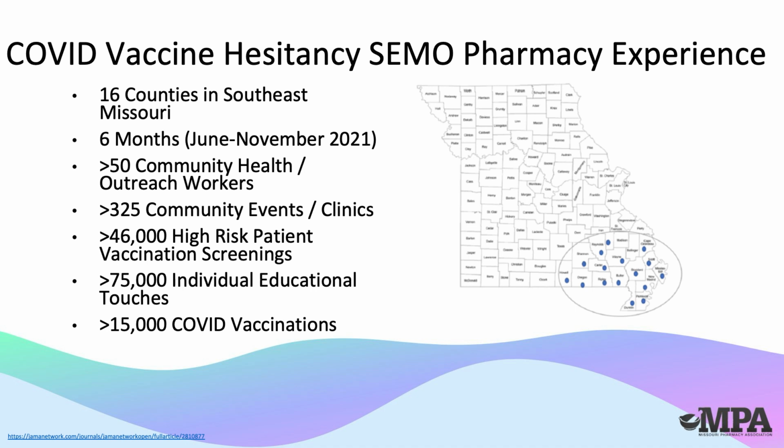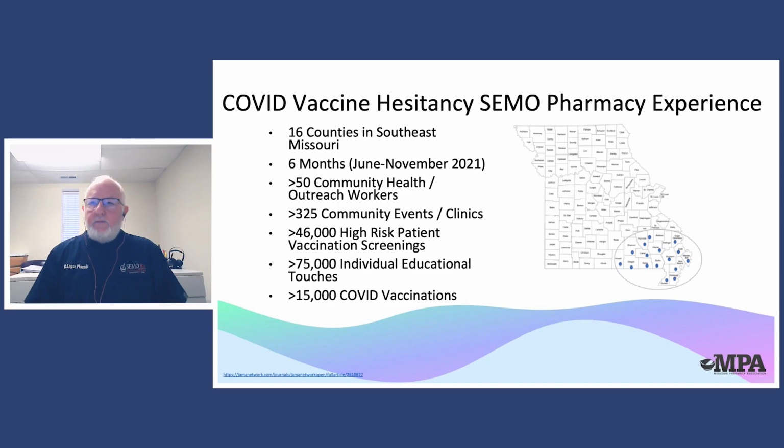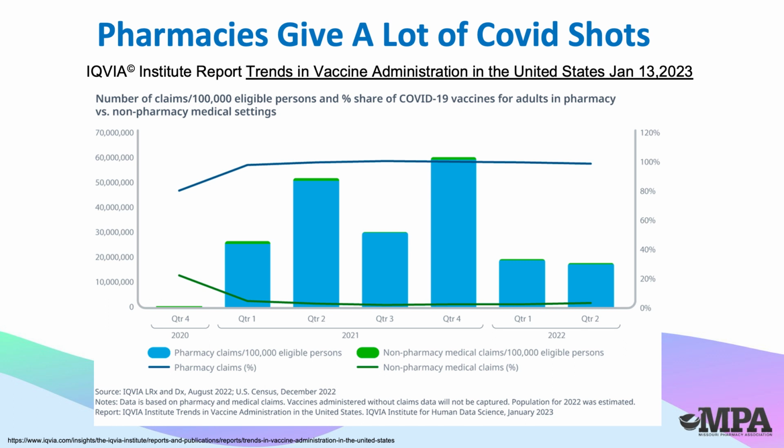You might have seen these numbers before. I think in this area that 15,000 COVID vaccinations in 6 months is quite a feat, when we were using our CHWs to address vaccine hesitant people, providing education and SDOH services to bring them to our 325 clinics. The gist of all that is pharmacies gave a bunch of COVID shots.